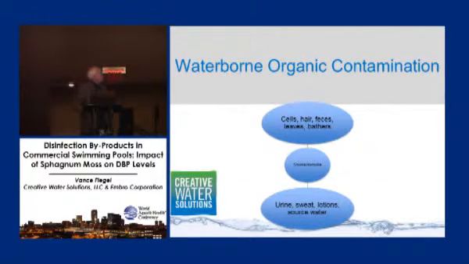The waterborne organic contamination includes things like cells, hair, feces, and bathers' leaves, leaves in the outdoor pools anyway. These are the insoluble sorts of organic contamination. Then you also have the soluble organic contamination, which is the urine, sweat, lotions, and whatever comes in with the source water. At certain times of the year in certain parts of the country, there are fairly high organic loads in the water as it comes in from the source.